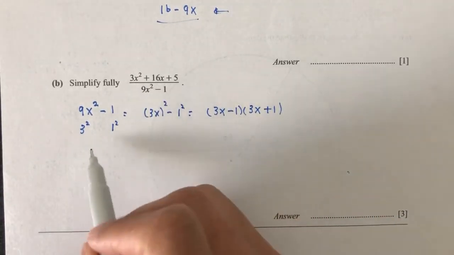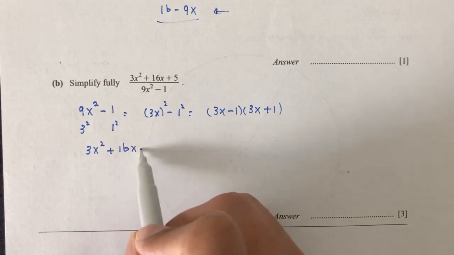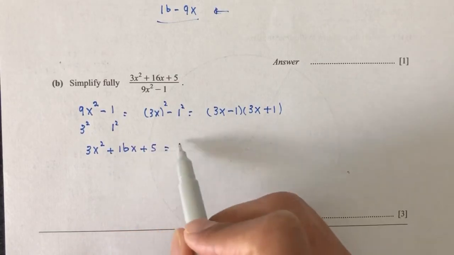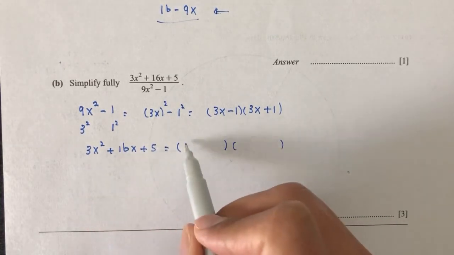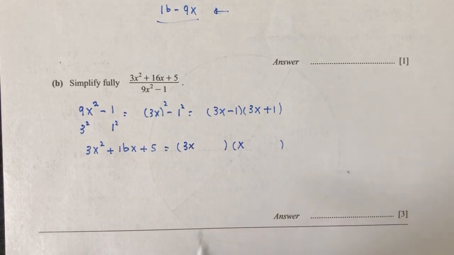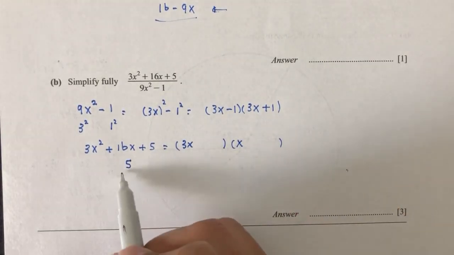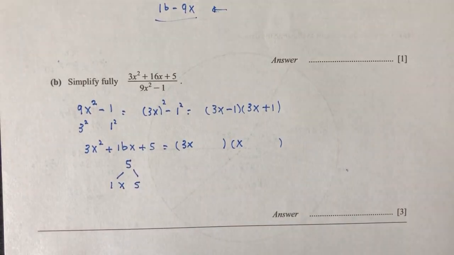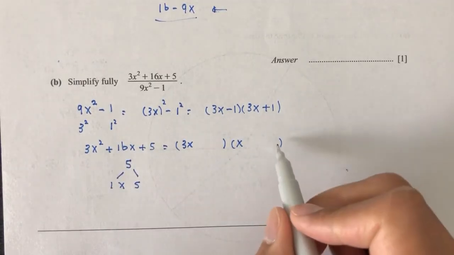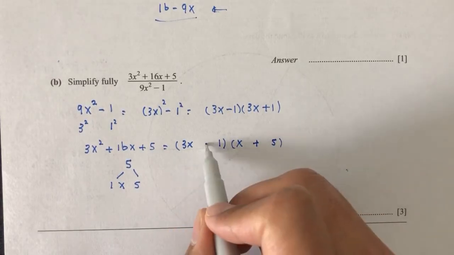So now for the top, we have 3x squared plus 16x plus 5. So we have to factorize this into 2 factors. So 3x squared is 3x times x. So now 5. What are the factors of 5? 5 can be 1 times 5, and that's everything we know. So how can we get 16? The only way to get 16 is to do 3 times 5 plus 1.